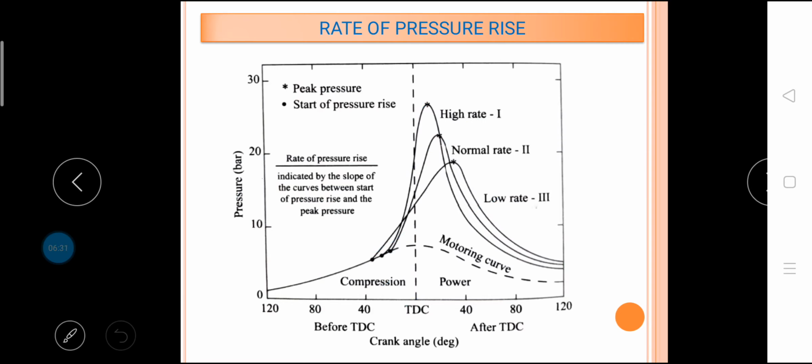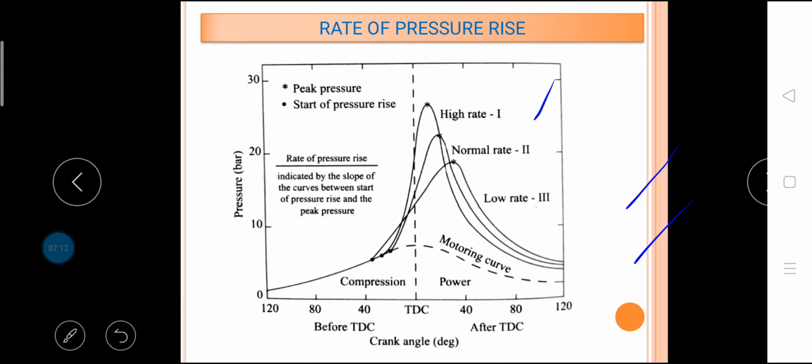Next, let us discuss illustration of various combustion rates. This figure illustrates various combustion rates. The rate of pressure rise in an engine combustion chamber exerts a considerable influence on the peak pressure developed, the power produced and the smoothness with which the forces are transmitted to the piston. The rate of pressure rise is mainly dependent upon the mass rate of combustion of mixture in the cylinder. The relationship between the pressure and the crank angle for three different combustion rates is shown in this figure.